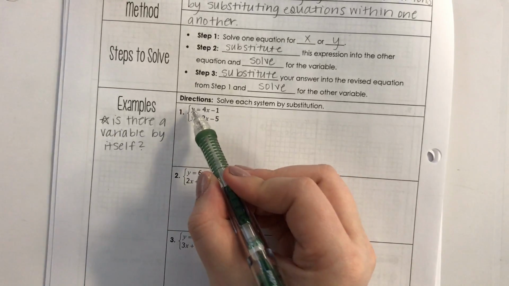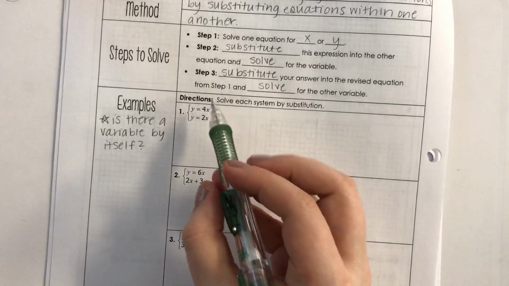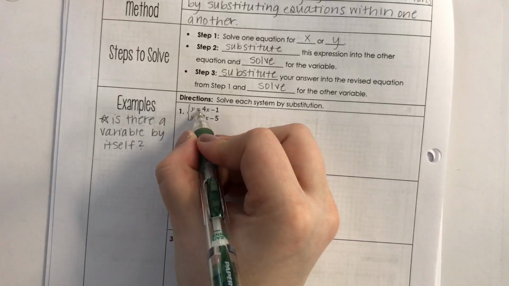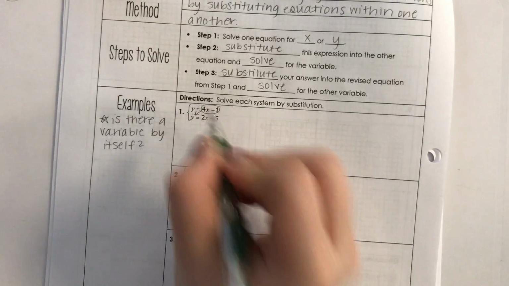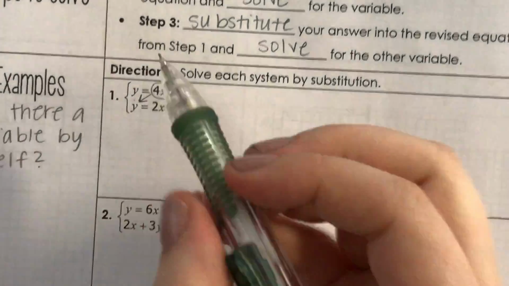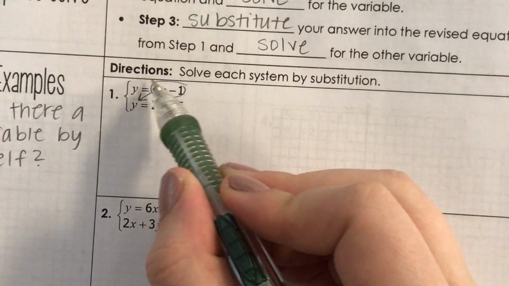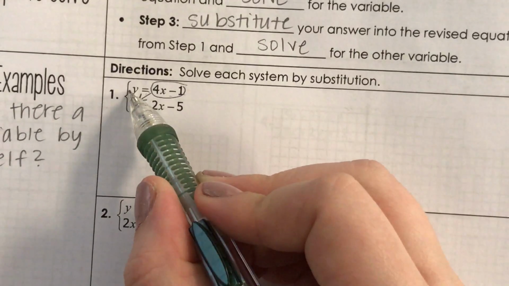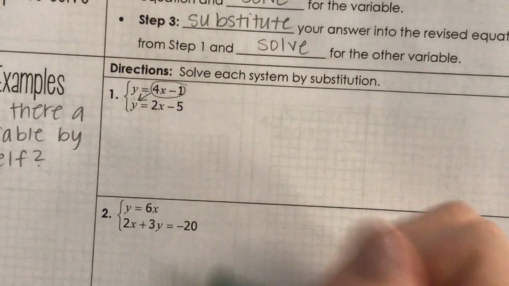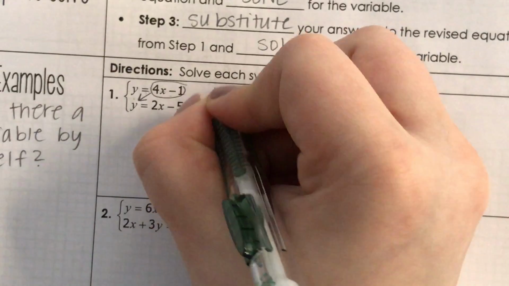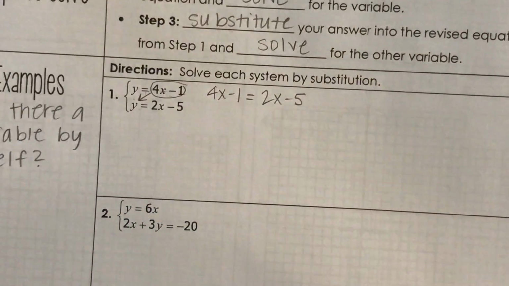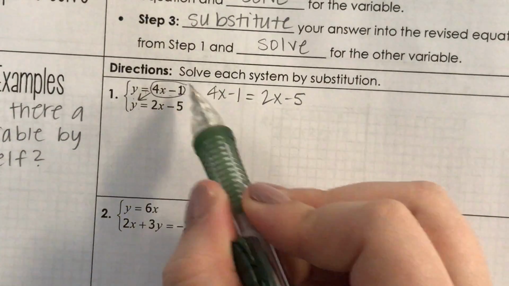Okay, this says y equals 4x minus 1. And this says y equals 2x minus 5. What I'm going to do is I'm going to take what this y equals and plug it in for this y here. Okay, so let me zoom in a little bit so you can see. So since this says y equals this, which is the same thing as saying y is the same as this, I can take this expression and plug it in for y down here. So it's going to look like this. 4x minus 1 equals 2x minus 5. I replaced y down here with this.